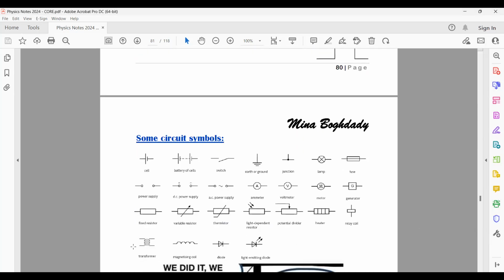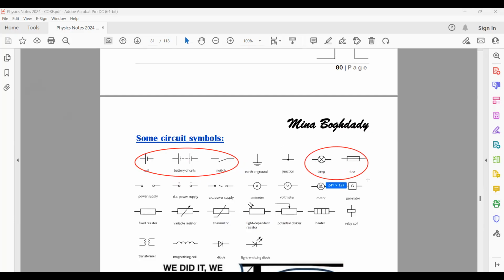Now we have lots and lots of components. We need to be familiar with the components we are working with. These are some of the components. I'm gonna circle for you the most common components we have, and then see together what's happening. These are some of the common components we have.